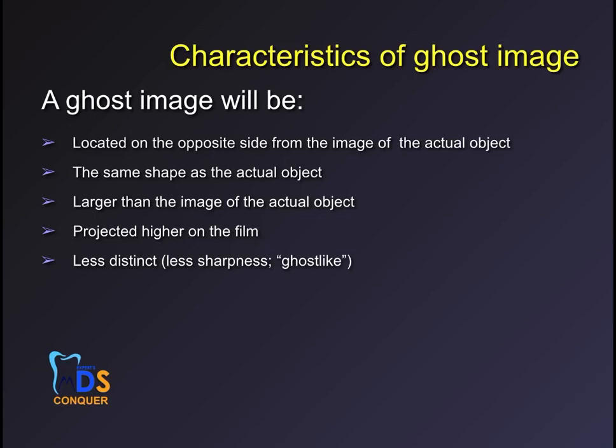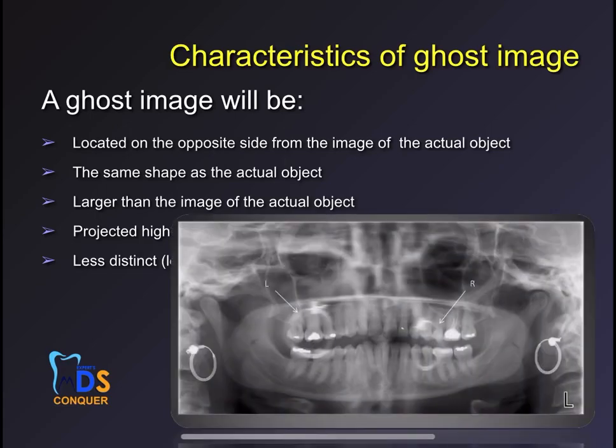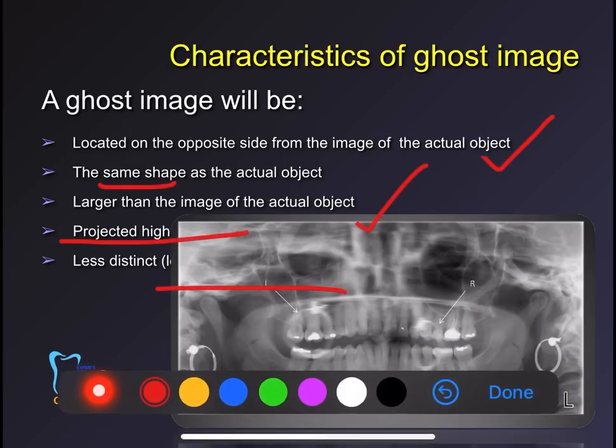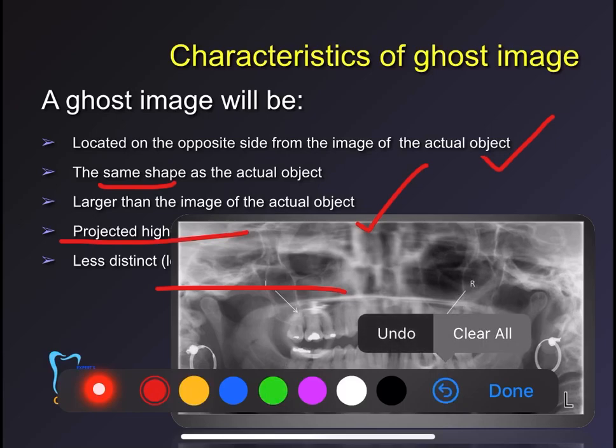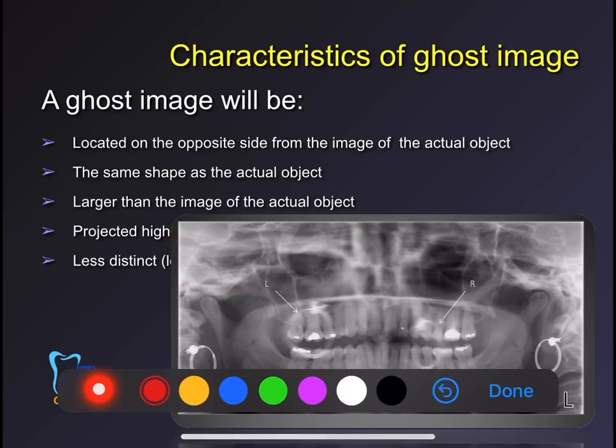So they appear to be of the same shape, but they are larger and less distinct and are projected higher on the film, and they are on the opposite side from the image of the exact object. Okay. So now if you see, these are the ghost images.